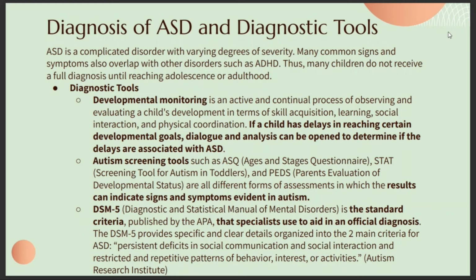These are available at the pediatrician's office. Now, very important is the DSM-5, which stands for the Diagnostic and Statistical Manual of Mental Disorders. This is just so that we know, this is the standard criteria published by the American Psychiatric Association, APA, that specialists use to help make an official diagnosis.